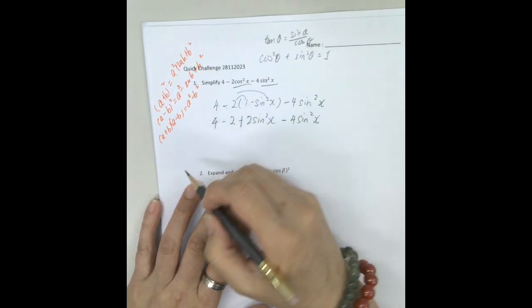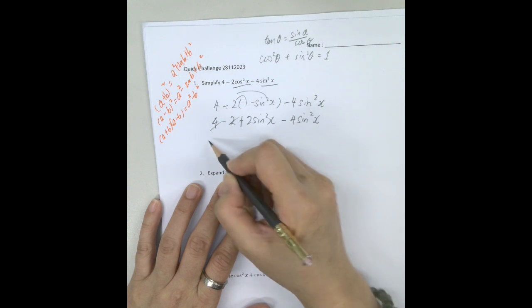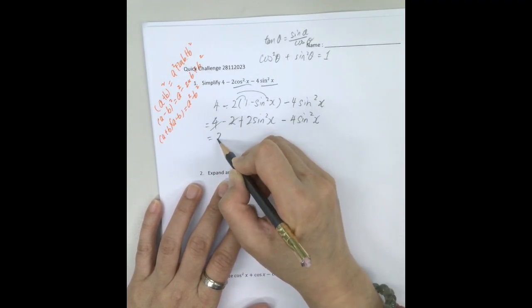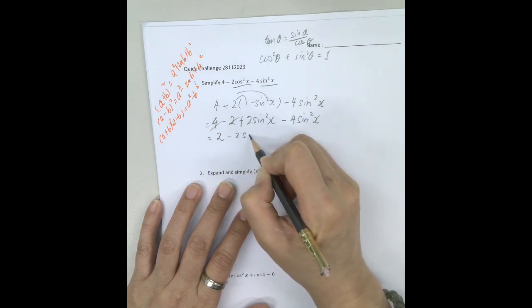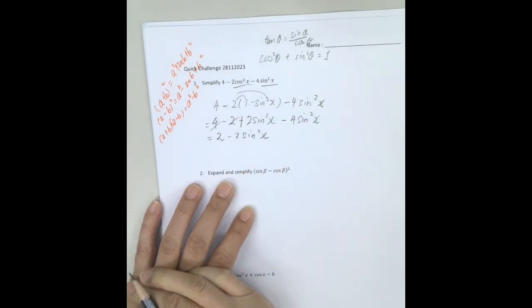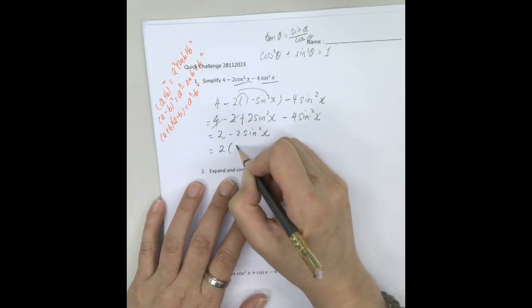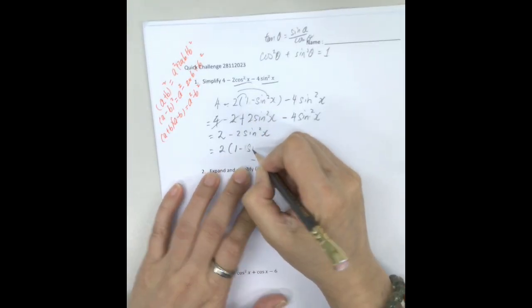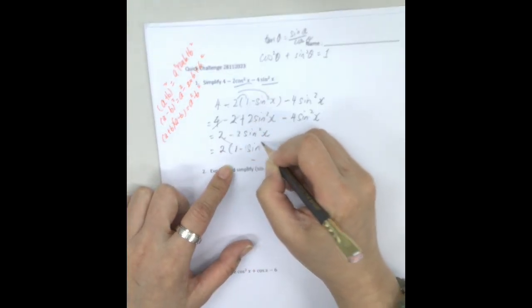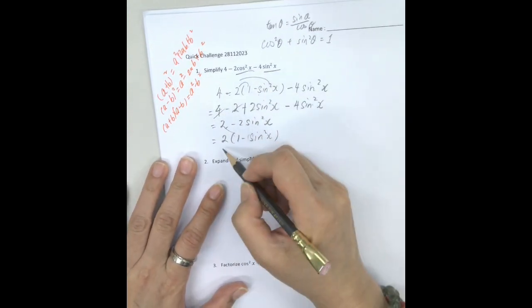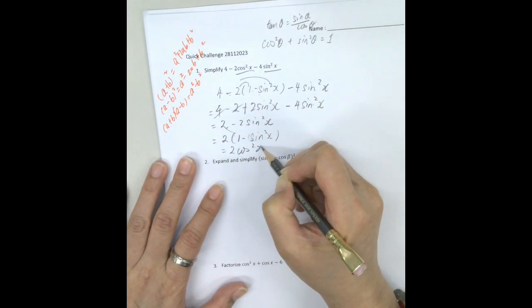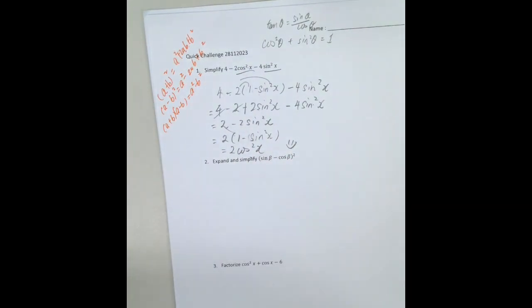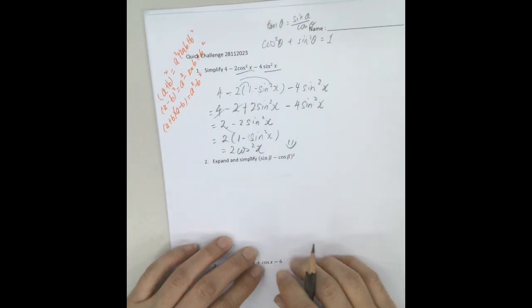Right. So from now, I simplify: 4 minus 2 is 2, and then I have 2 minus 2 sine squared x. Hey, there's something similar there, so I take a 2 out. Both of them, I have 1 in the first one, and the other one just has sine squared x. Then going back, 1 minus sine squared I can put into cos squared x. And this is the answer there. Pretty easy, isn't it? If you kind of feel which one to use from there.